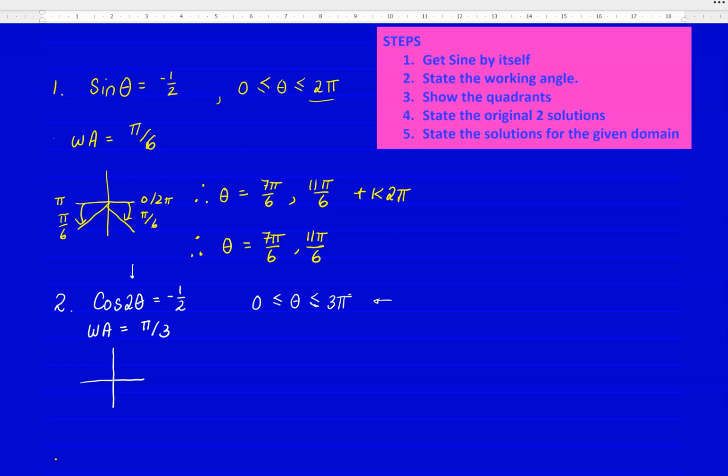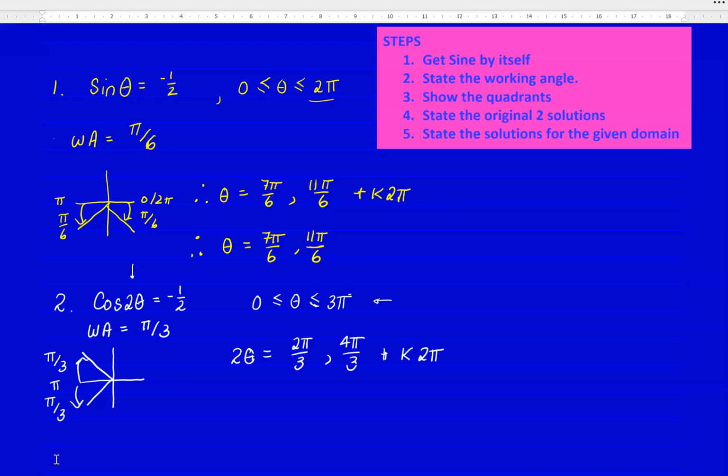So where is cosine negative? Remember, cosine is your x-axis, so it's negative on the left. We've got pi here, we're coming back by pi on 3, and then we're adding on pi on 3. So therefore, notice the change here, it's not theta, it's 2 theta equals pi, a whole pi, take a third of a pi, is 2/3 of a pi, right? And a whole pi plus 1/3 of a pi is 4/3 of a pi. And we say plus k lots of 2 pi.